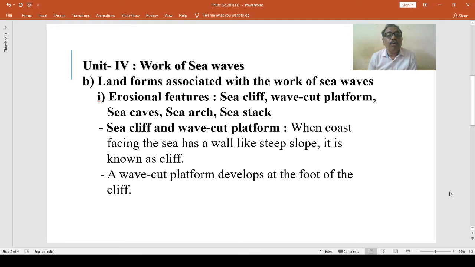Now we have to study about the work of sea waves. Here we have to discuss the landforms associated with the work of sea waves, and the erosional features produced by the action of sea waves. These features are sea cliff, wave cut platform, sea caves, sea arch, and sea stack.